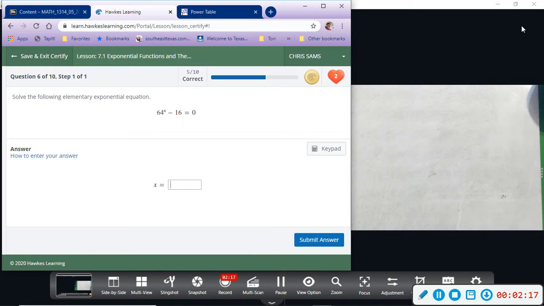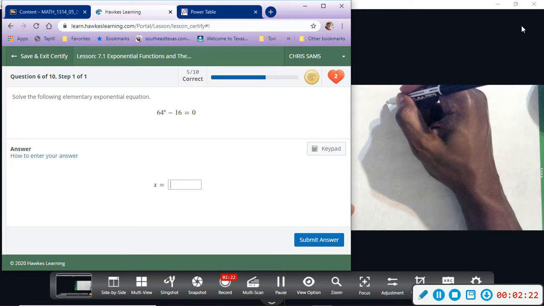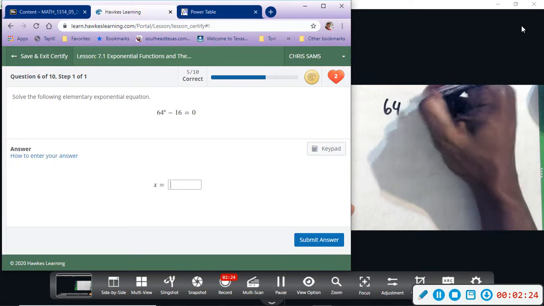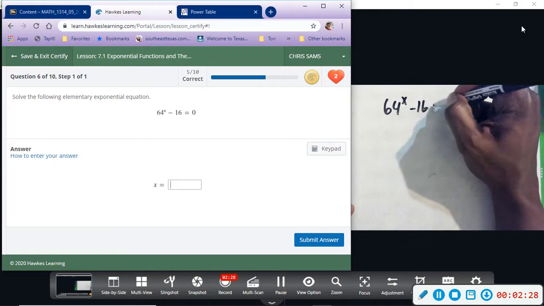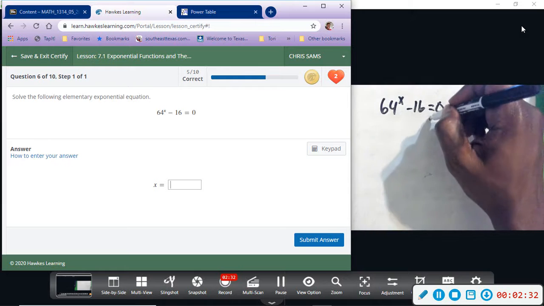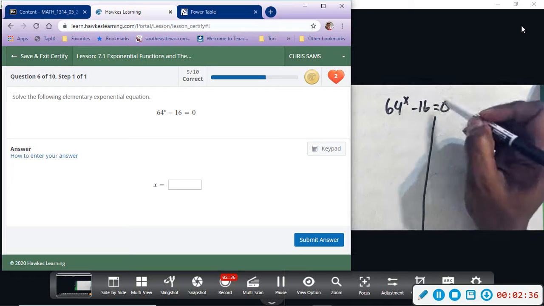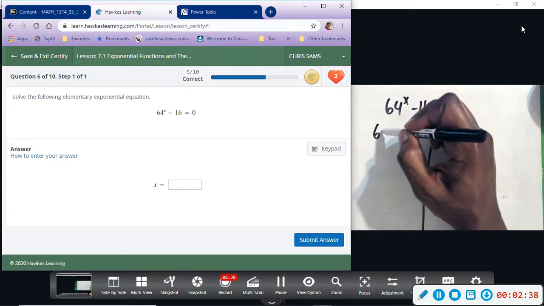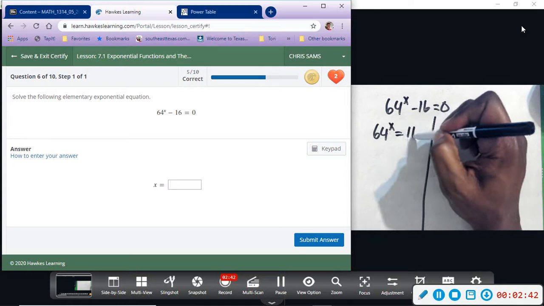First we want to isolate x on one side. So we have 64 raised to the x power minus 16 equals 0. I'm going to do this two ways, so I'm going to do a little vertical line to split them up. I'm going to add 16, so I will have 64 to the x power equals 16.